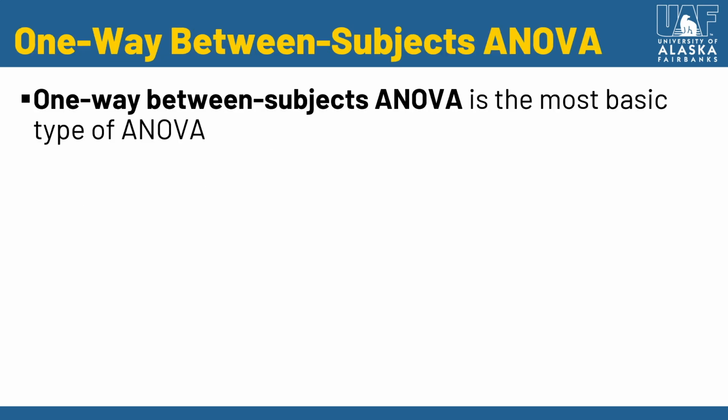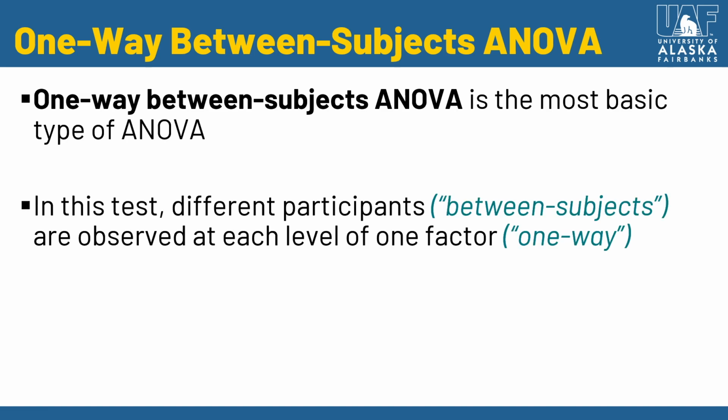And so what we're doing this week, we're starting out with the most basic type of ANOVA. In this test, different participants are observed at each level of the factor. So the between subjects refers to the fact that we're doing independent samples, different participants. We're looking for a between subjects effect. And one way, again, indicates that this is a one-factor ANOVA. There can be multiple levels in that factor, but only one factor nonetheless.